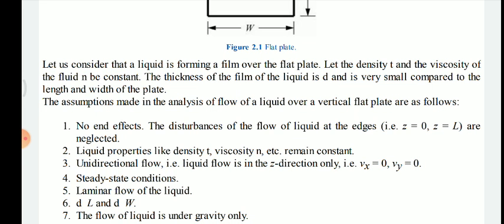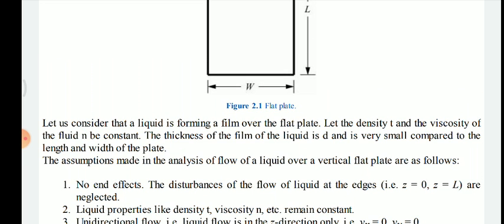The following assumptions are made in the analysis of flow of a liquid over a vertical flat plate. So before completing the problem, we have assumptions for this procedure. The first is no end effect. The disturbance of flow of liquid at the edges is neglected, like at z equal to 0 and z equal to L. That means there is no end effect, no effect at the ends, like at the end of the length as well as the end of the width. So first we have to take this as an assumption.